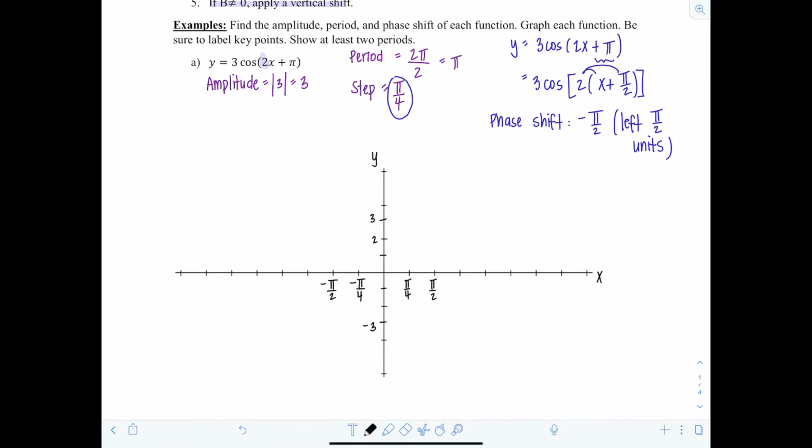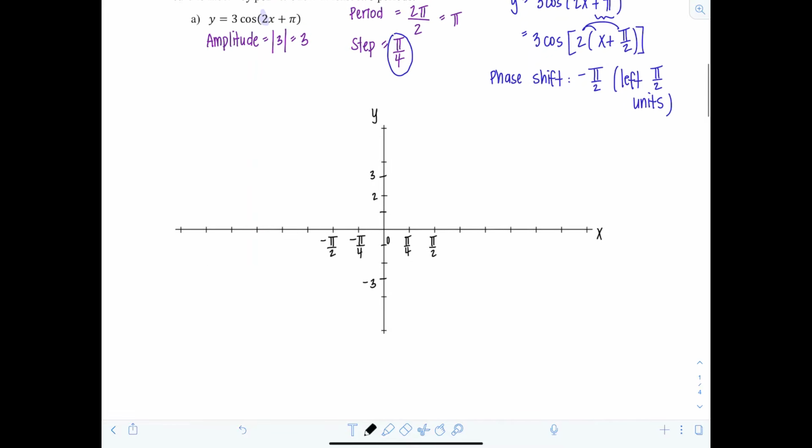So the phase shift is negative pi over 2. So that's where my first x value would be. Then the step is pi over 4. So I'm going to add pi over 4, then I'm at negative pi over 4, then 0, pi over 4, pi over 2. So that's 5 points right there. The problem asked for 2 complete cycles, 2 periods. So we can keep going. We would just need 4 more points.